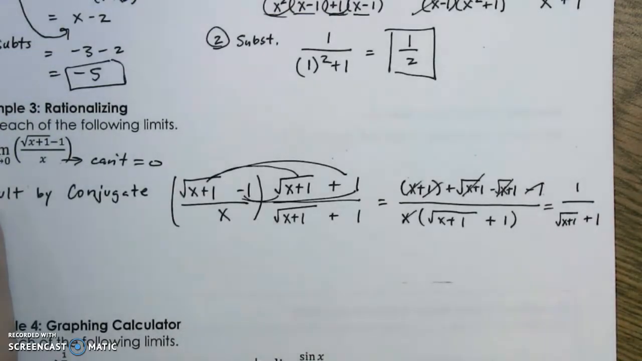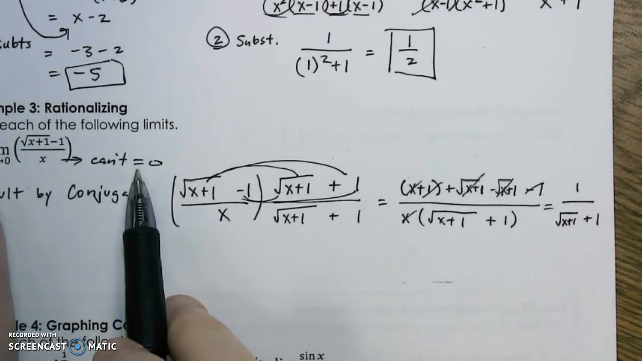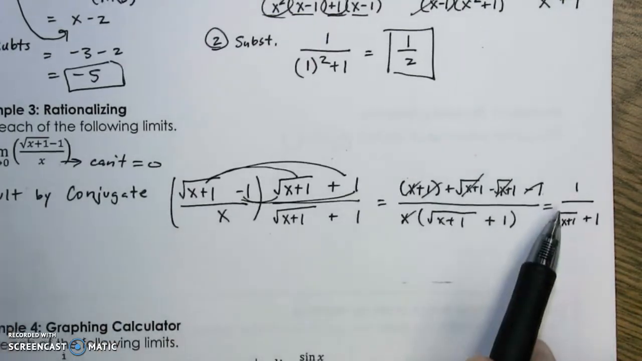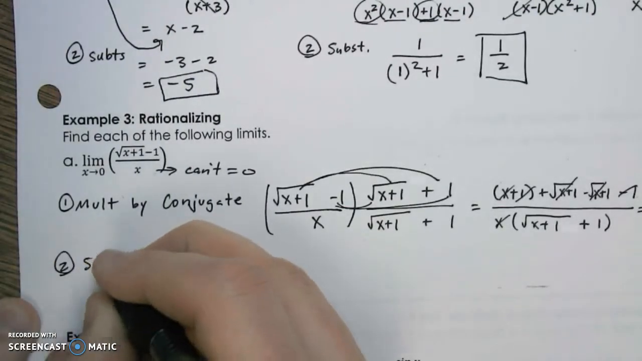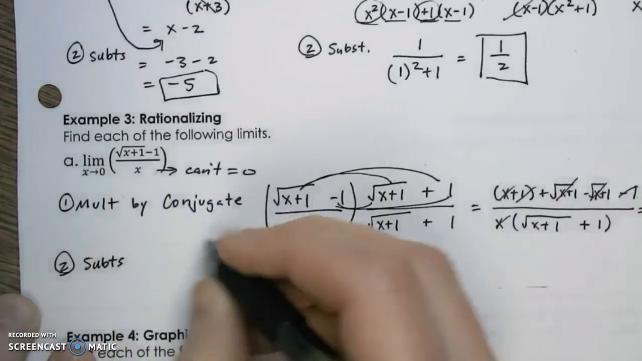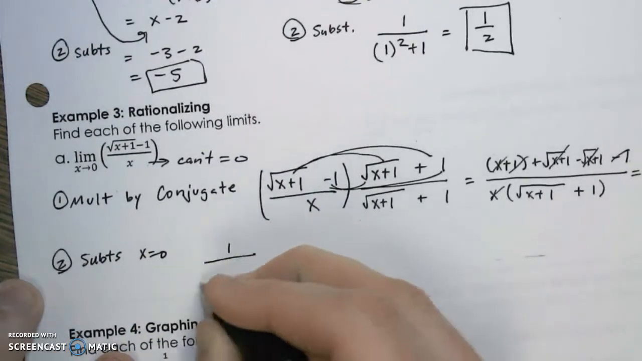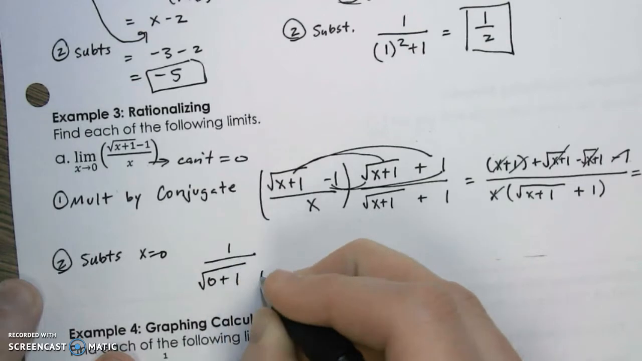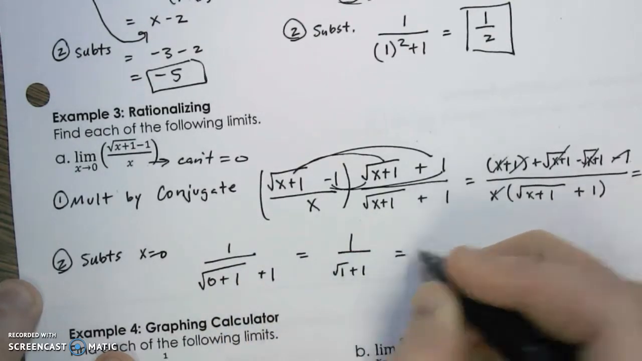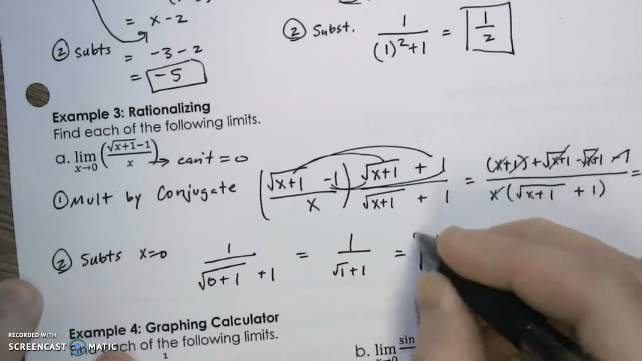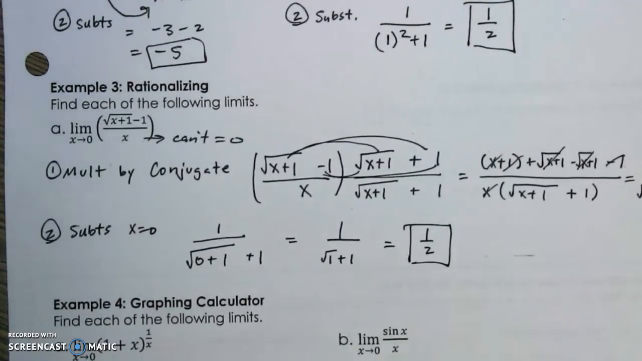Now, hopefully, I've gotten rid of the problem where I can't get 0 in the denominator. So if I plug in 0, hopefully it'll work now. So now we go to substitution. Substitute in x equals 0. So we're going to have 1 over square root of 0 plus 1, plus 1, which is 1 over radical 1 plus 1. We are getting 1/2 again. So the limit is 1/2 for example 3.